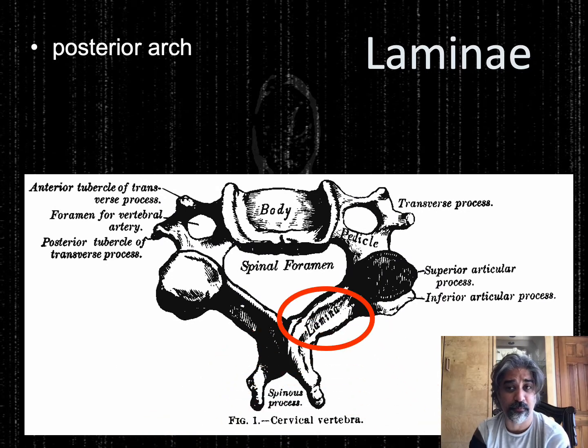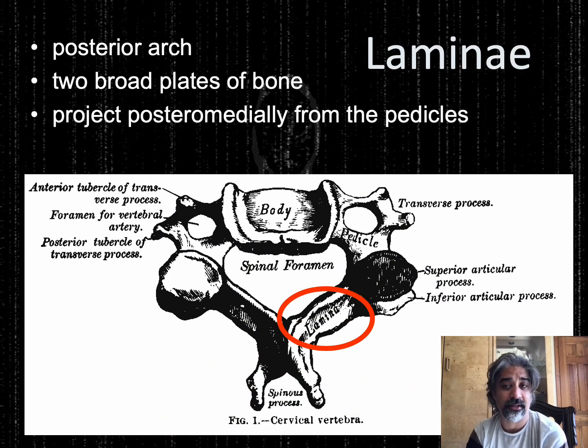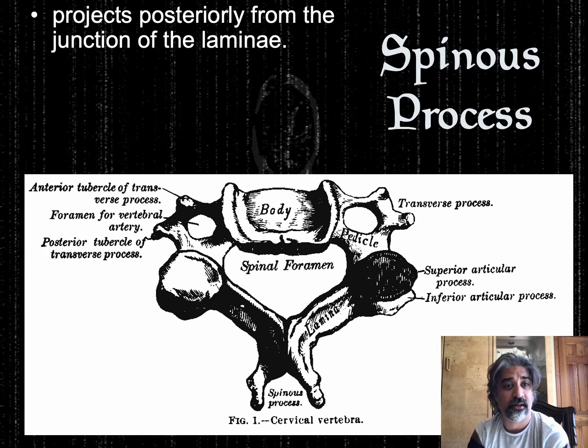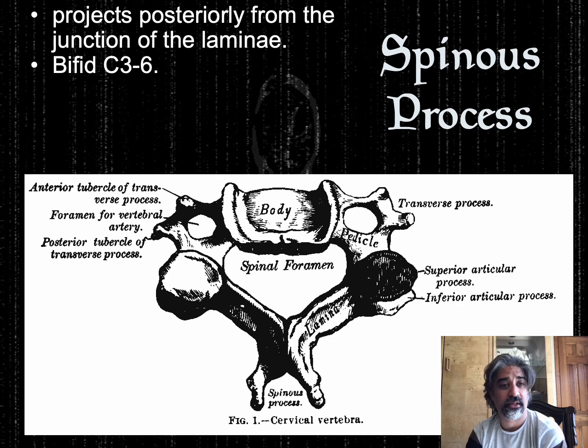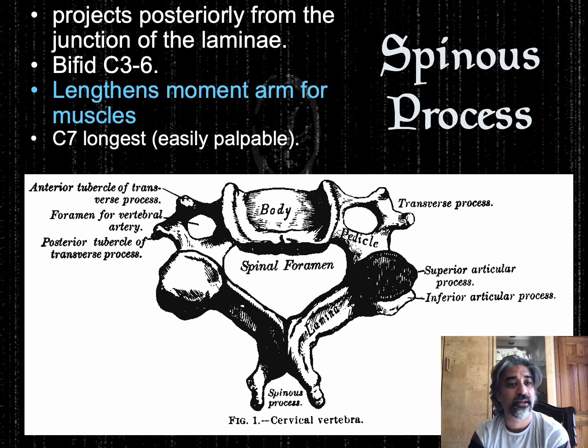The laminae are just big hunks of plates of bone that come back together to form the spinous process. And the spinous process itself, bifid, like I said, C3 through 6, lengthens the moment arm for muscles to attach. And at C7, it's the longest one, and it's easily palpable, and that's what most of us use for surface anatomy to orient ourselves, to figure out where we are in the neck.